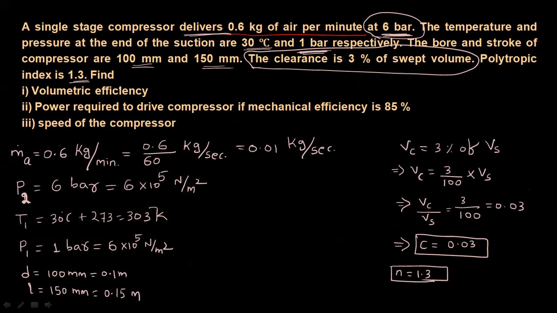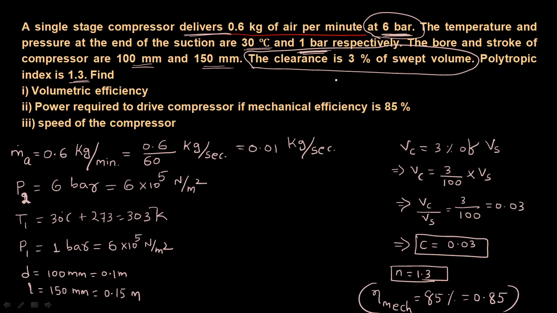Okay, we have to calculate the volumetric efficiency. We have to calculate the power required to drive the compressor if mechanical efficiency is 85%. So mechanical efficiency, eta mech, is how much? It is 85%, which means 0.85. So be prepared with a calculator. Quickly I will write the formula. You have to solve and tell me the answers. And third thing, we have to calculate the swept volume.